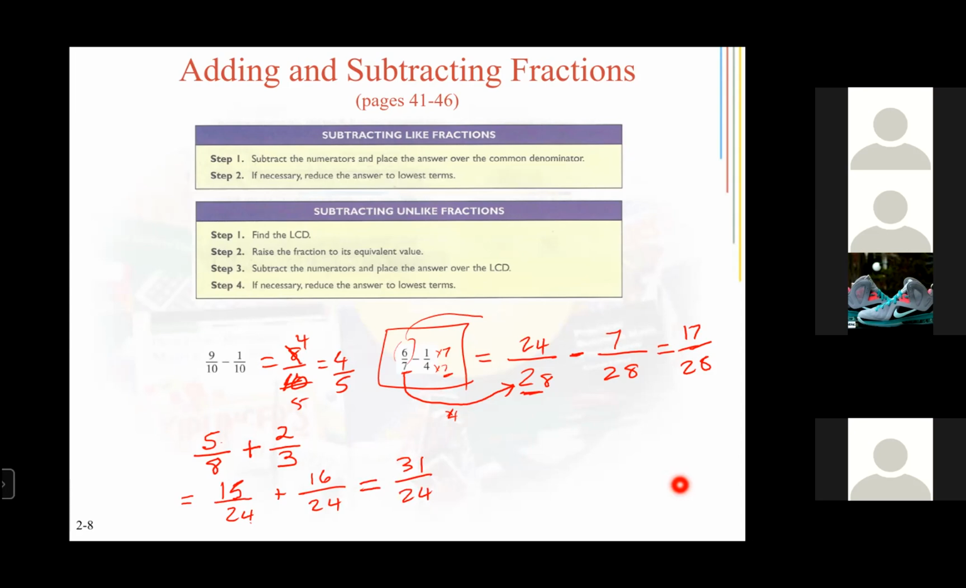Is there anything you could do with that 31 over 24? We could convert it into a mixed number. Okay, you can convert to a mixed number because it's an improper fraction. So you say 24 goes in 31 once, and your remainder is 7. 7 over 24. Okay, that's 1 and 7 over 24.